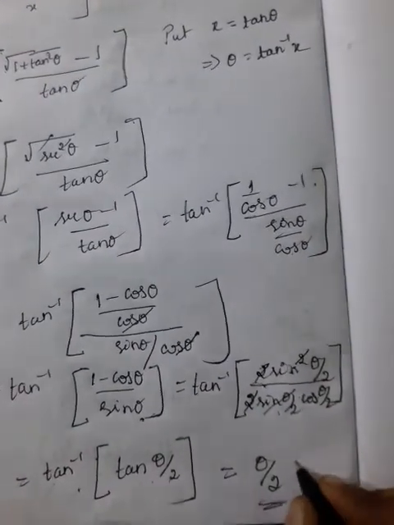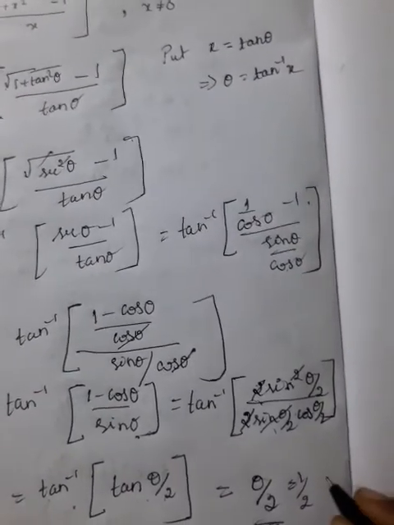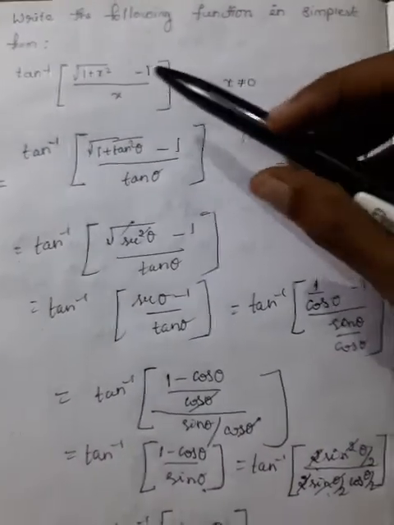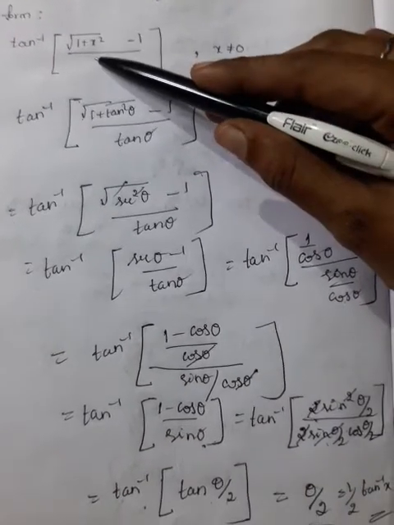That is equal to half into what is our theta? Tan inverse of x. Half into tan inverse of x. This is the answer. Understood? I will explain once again. Tan inverse of (square root of 1 plus x square minus 1) by x. Here put x equal to tan theta.